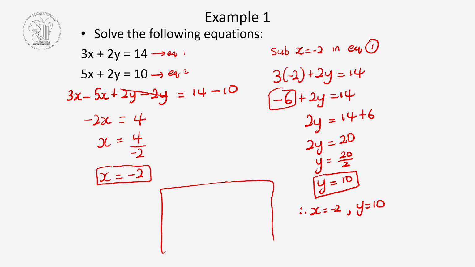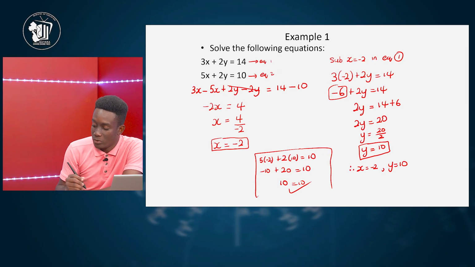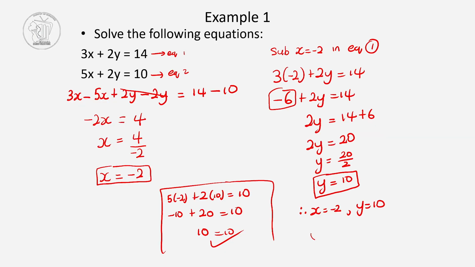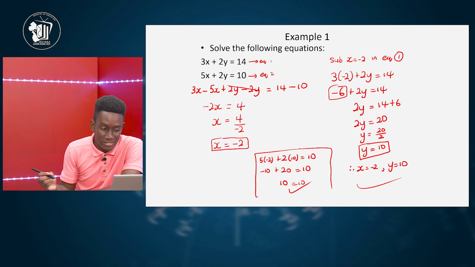Let's check out the other one, equation 2. We'll have 5 times negative 2 plus 2 times 10, and that should be equal to 10. So 5 times negative 2 is negative 10, plus 2 times 10 is 20, so negative 10 plus 20 is equal to 10. So that checks out as well. So we know our answer of x equal to negative 2 and y equal to 10 is correct. And we got all of our marks.